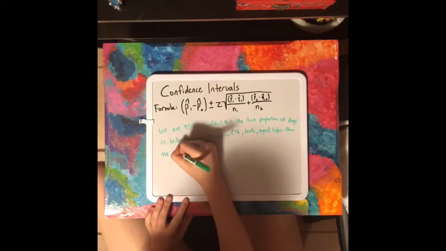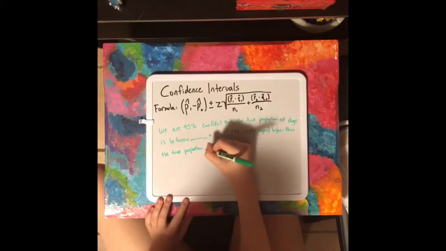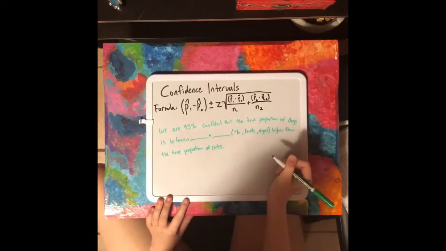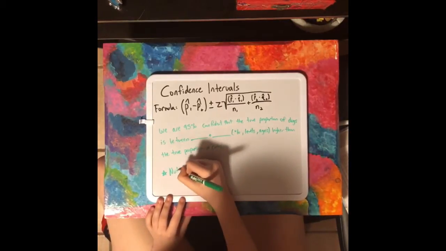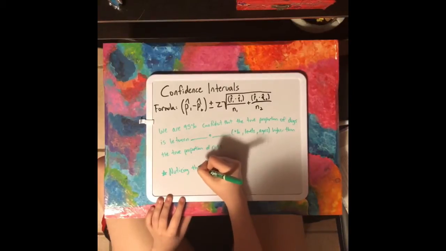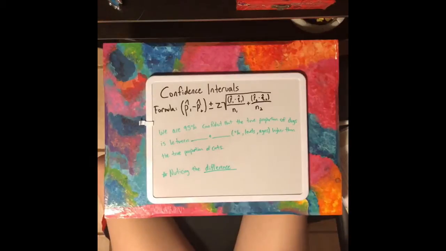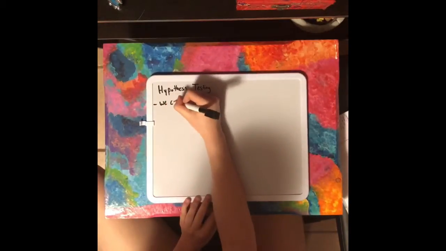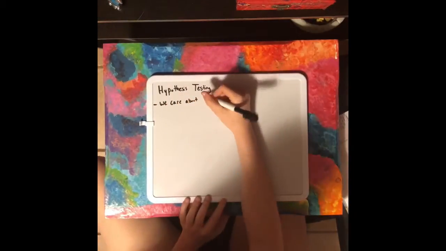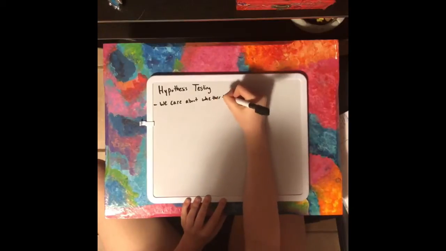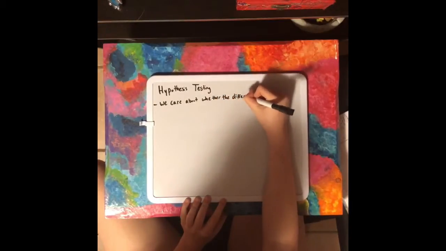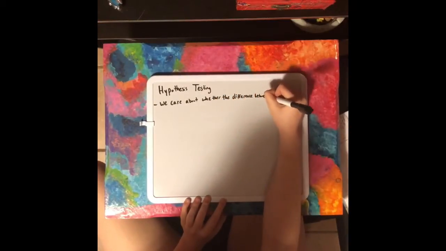Once we get to hypothesis testing, you'll notice that our final p-value is interpreted using the same idea, that we focus on the difference and what that means instead of the actual true proportions. When we do hypothesis testing with two proportions, we care about whether the difference between the two proportions is statistically significant or unusual.